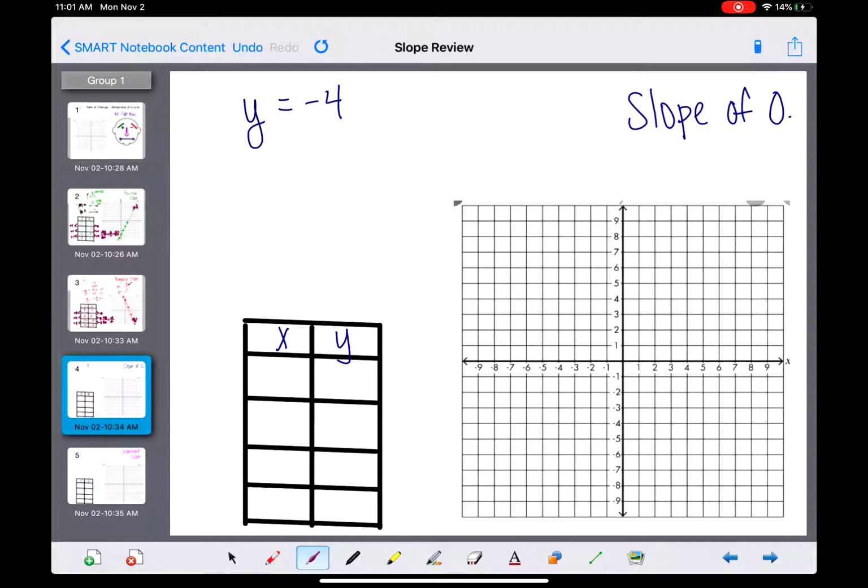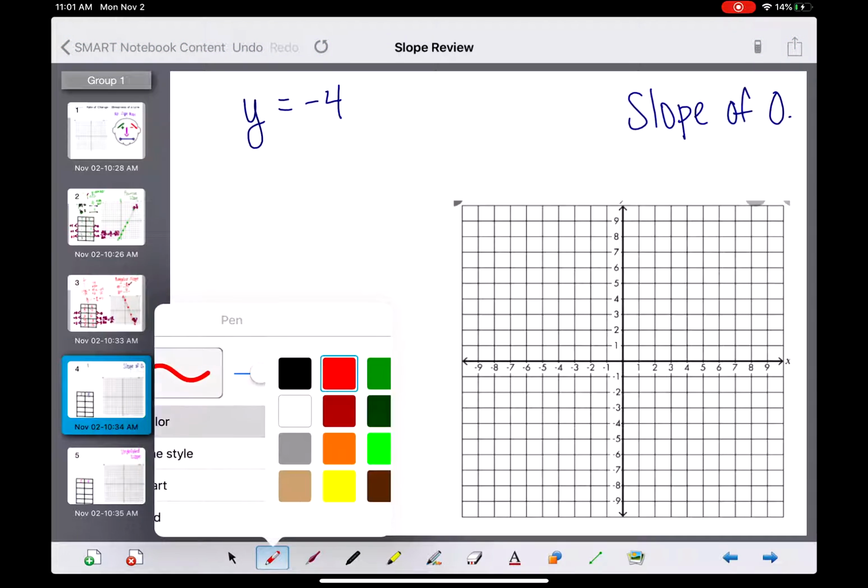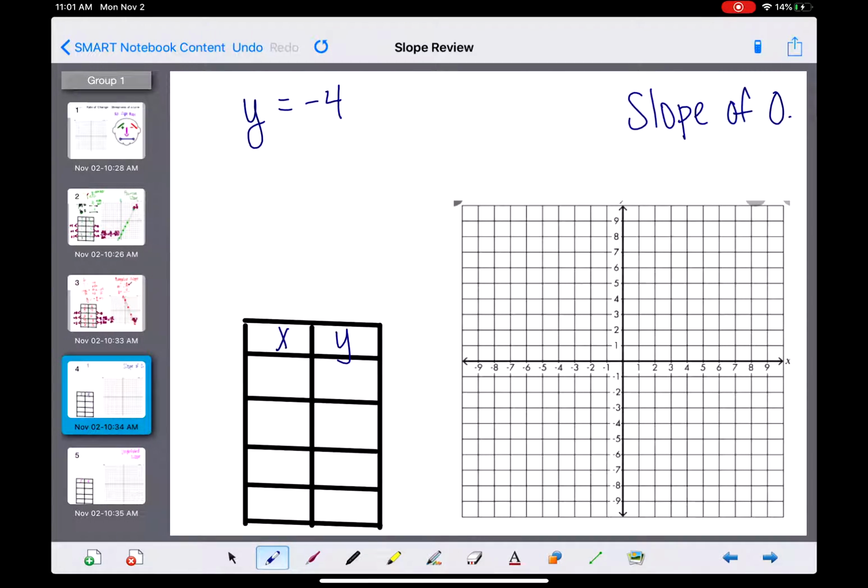A slope of 0 is going to be in the form y equals negative 4. I could rewrite this in slope-intercept form if I add in a 0x, because remember, 0 times anything is 0, and 0 minus 4 is negative 4, so it would give us back our original equation. However, sometimes this is easier visually. So I'm going to recognize that my slope is 0.